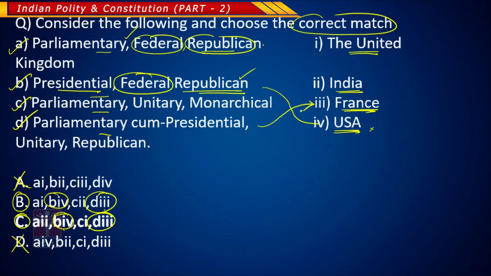Now, what we are left with is UK and India. And we have 2 options, that is parliamentary, federal, republic. If you look at India, it has a parliamentary form, federation as well as republic. India is not a monarchy. Monarchy is something of the UK. So, C is 1. So, answer is C. Okay. This is India.